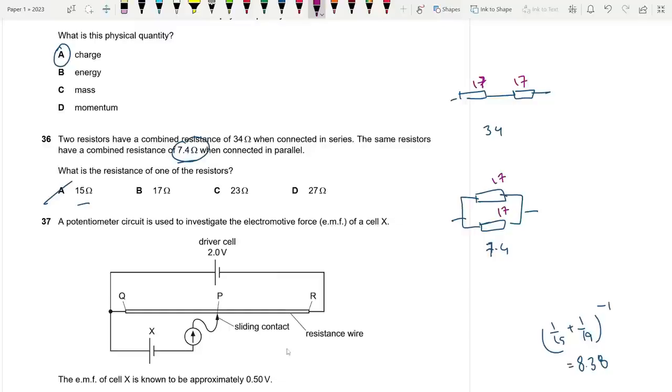1 by 17 plus 1 by 17, reciprocal, which is half of that, 8.5. Still wrong, so it's not working.